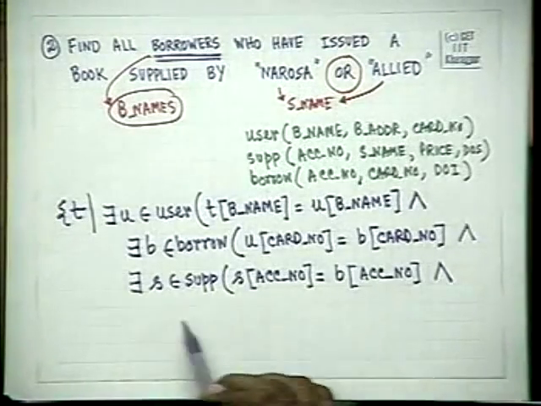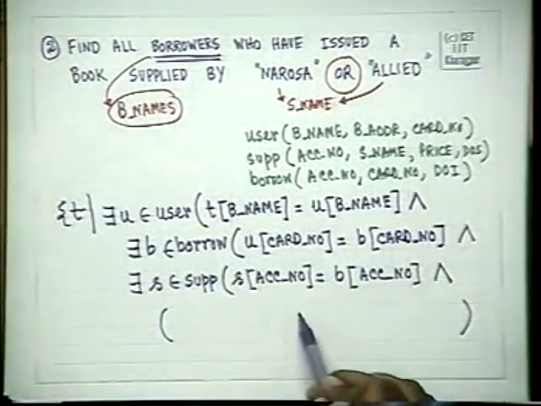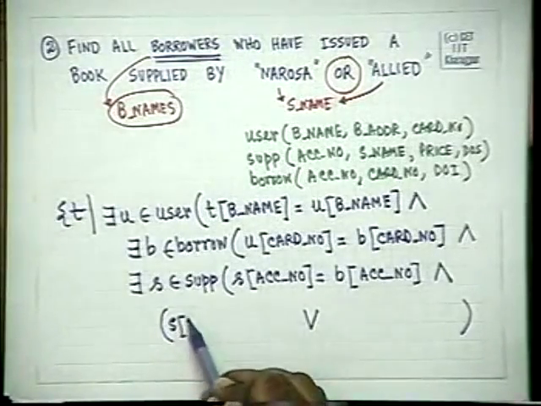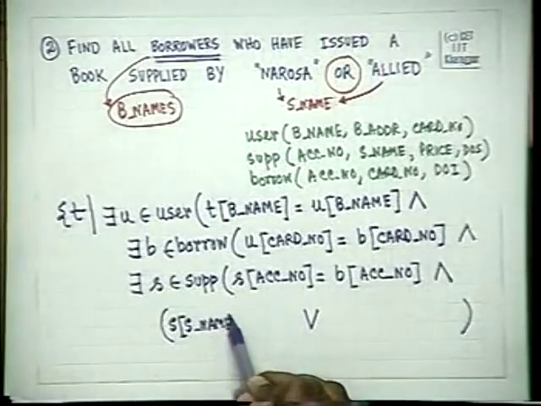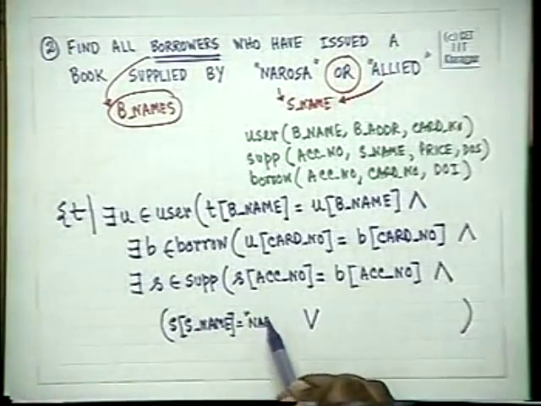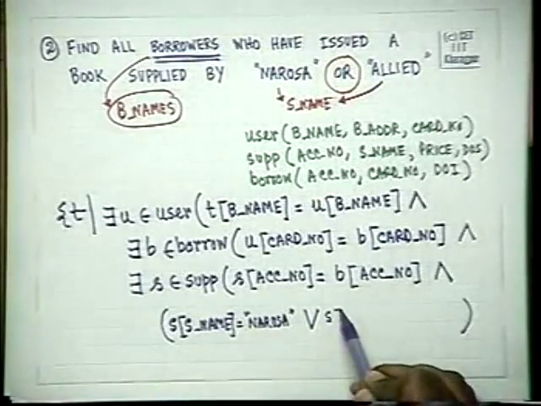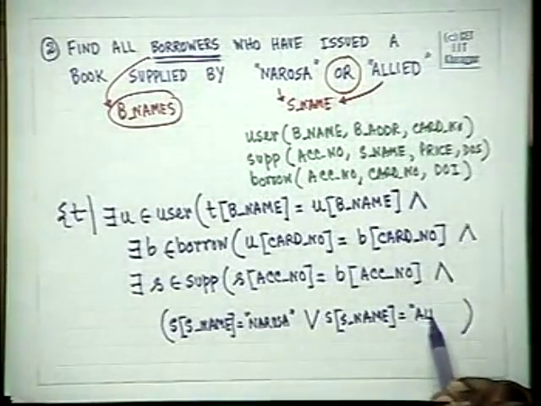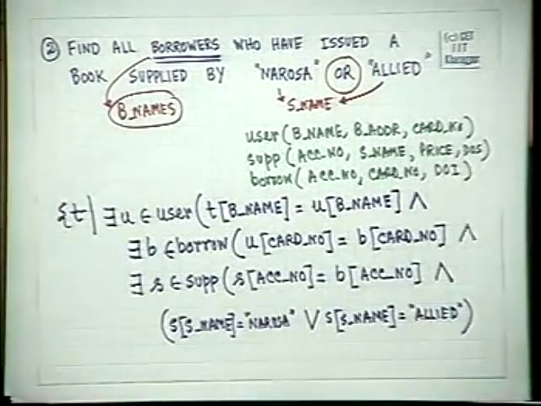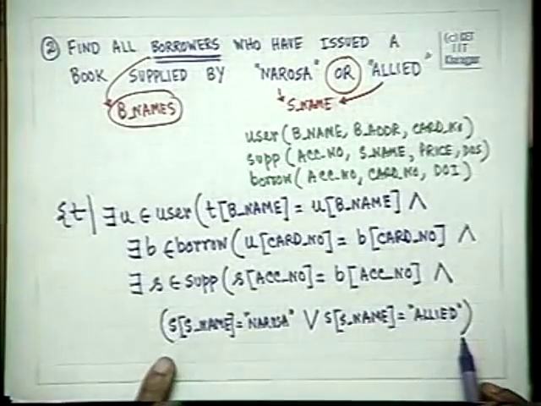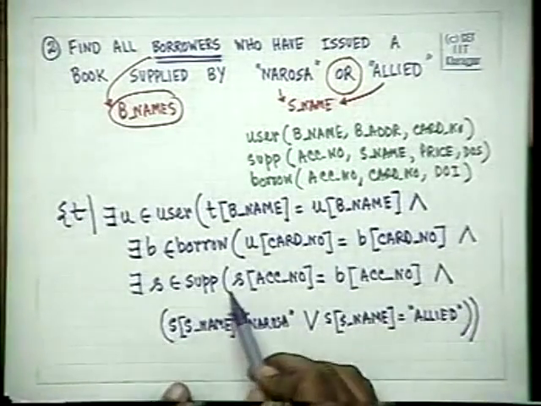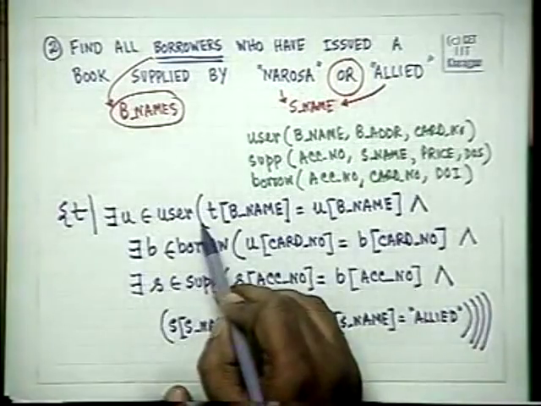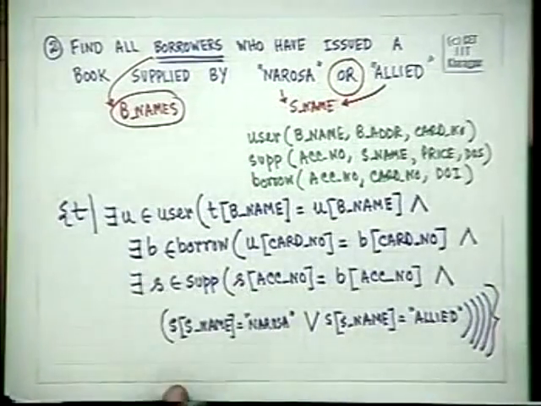and now we have an OR relation. So we will have something or something. What is this? We will have S of S name equal to Narosa, or S of S name equal to allied. This bracket corresponds to this, another bracket is required to correspond to this, a third bracket is required to correspond to this, a fourth bracket is required to correspond to this, and the curly bracket is required to correspond to this.